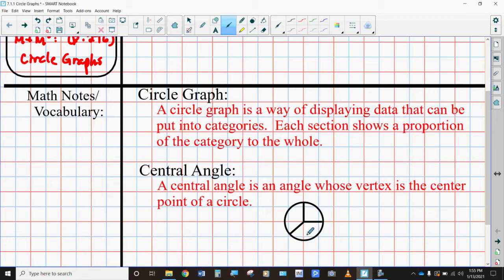Something that'll be nice for you is that there are websites available that allow you to just enter data into the program, and it'll make the circle graph for you, and you can just copy and paste it or take a screenshot of it. These days, great technology makes it a lot easier to do a lot of these data displays compared to 15, 20 years ago when everything had to be made by hand.